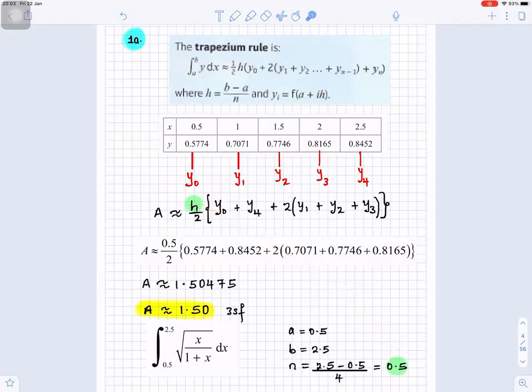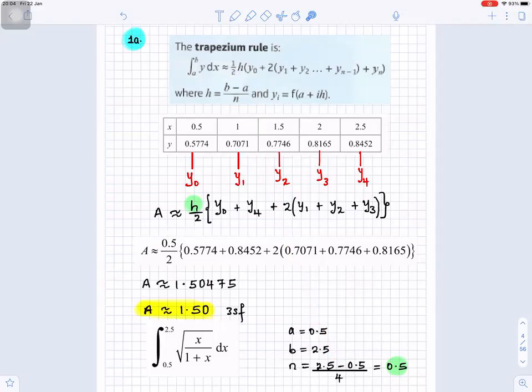And you can get that from the table. 1 minus 0.5 is 0.5. 1.5 minus 1 is 0.5. 2 minus 1.5 is 0.5. Or another way to get h is to look at the bottom there: a is 0.5, b is 2.5, and h is given by this formula. So 2.5 minus 0.5 over 4, which gives you 0.5.